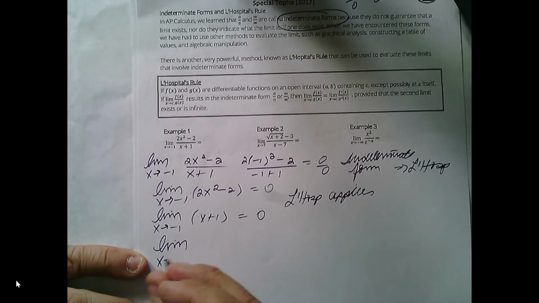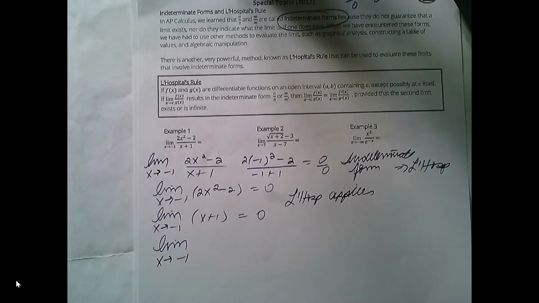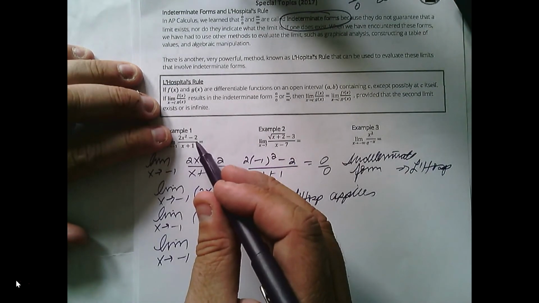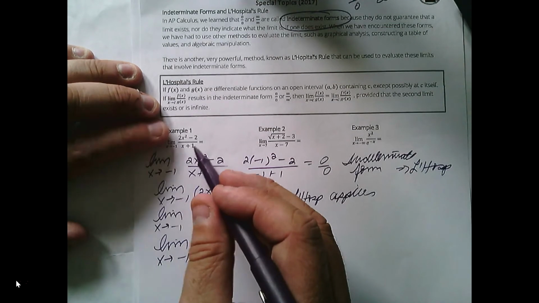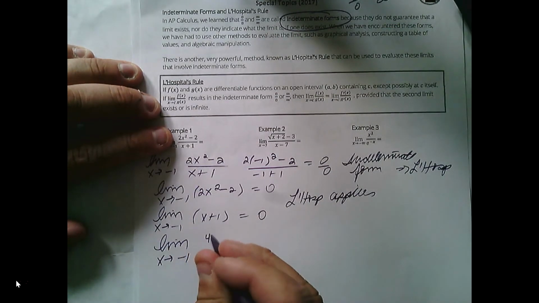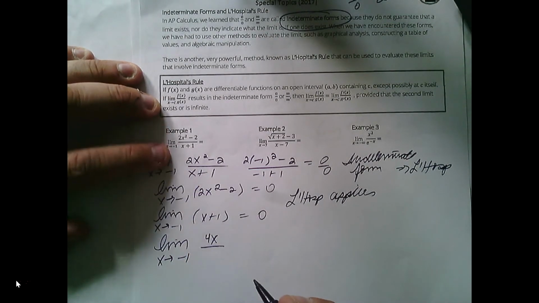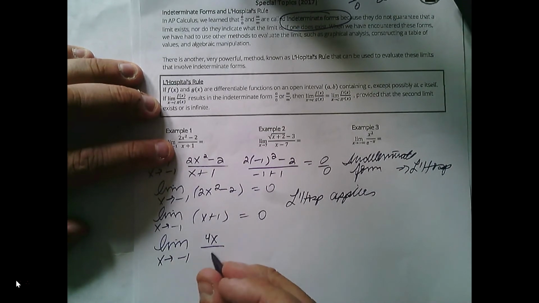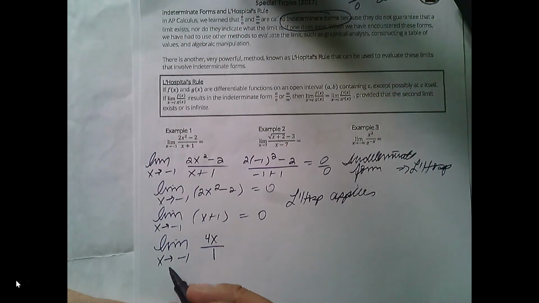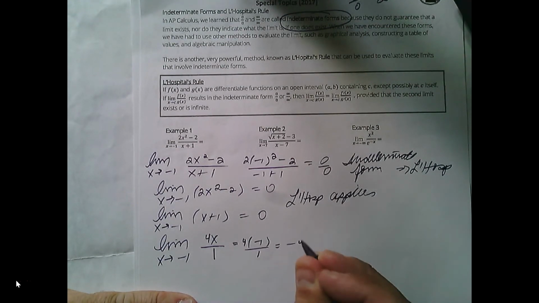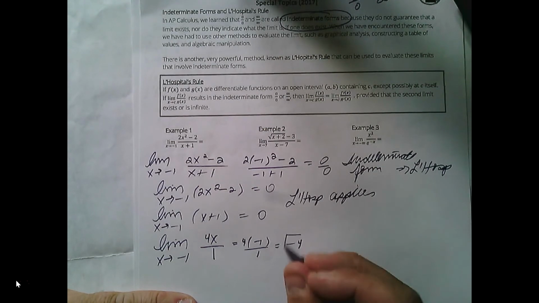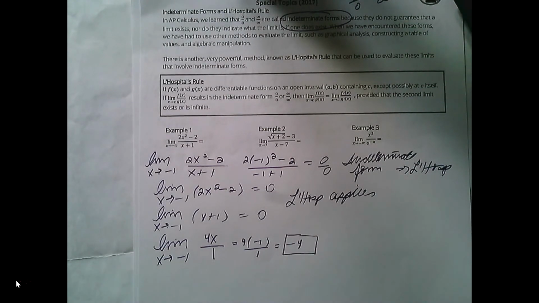Now, if I use L'Hopital's rule, L'Hopital says take the limit as x approaches negative 1 of the derivative of the top divided by the derivative of the bottom. What's the derivative of the top? 4x. What's the derivative of the bottom? 1. Take the limit as x approaches negative 1, you're going to get 4 times negative 1 over 1, which is negative 4. That's your limit.